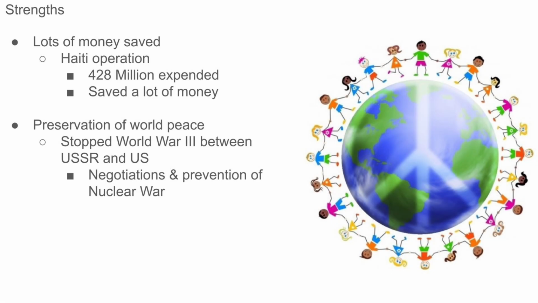The UN has a number of strengths that make it so well known. Among their strengths, one that stands out is their efficiency in saving money during conflicts. An example of this is the Haiti peacekeeping operation, in which they spent $428 million. It was estimated that if the US did it alone, they would have likely spent double the amount of money, which would be very bad financially.